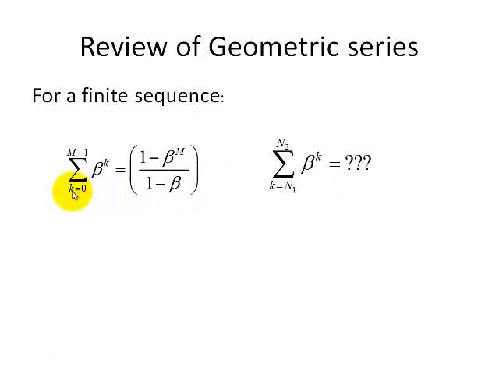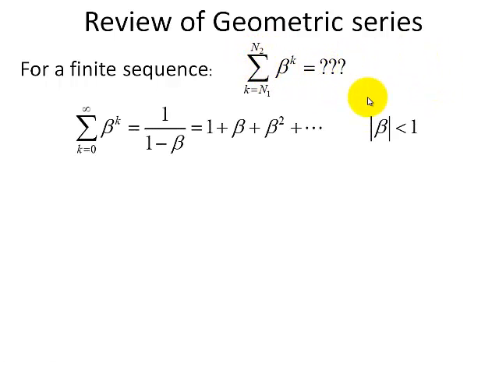Instead of starting from k equals 0, we start from k equal to n1, ending at n2. So we replace the M minus 1, the upper index, with n2 for this second formula. We're trying to develop a closed form formula for this case, which is more general than the one here, although this formula you encounter frequently when you hit finite impulse response filters as well.